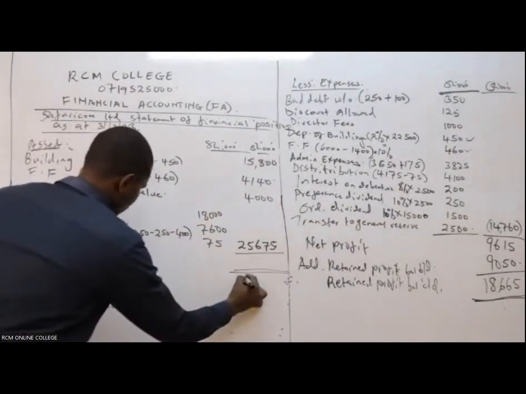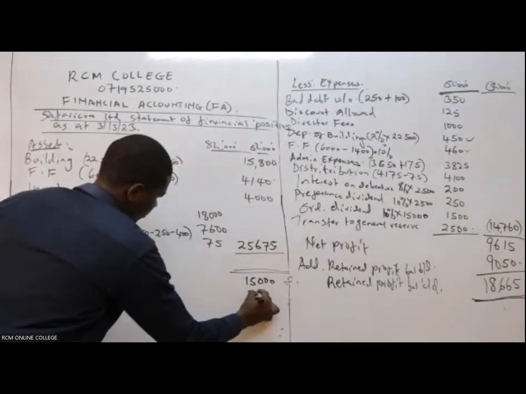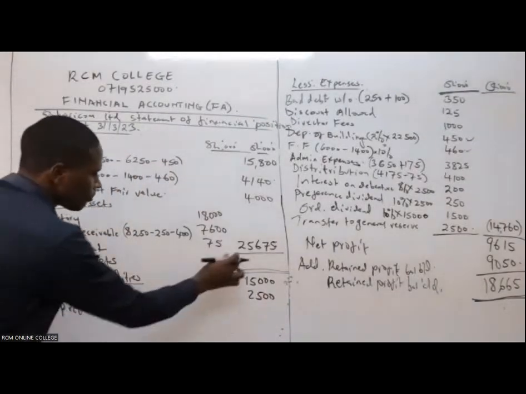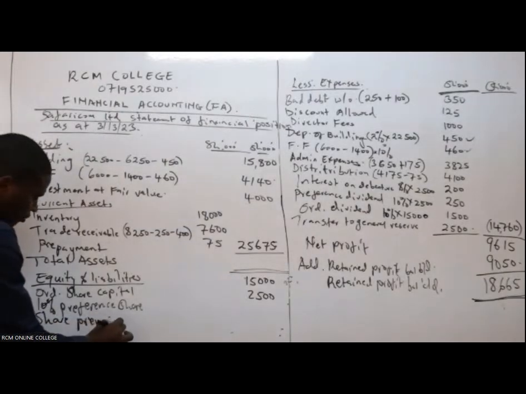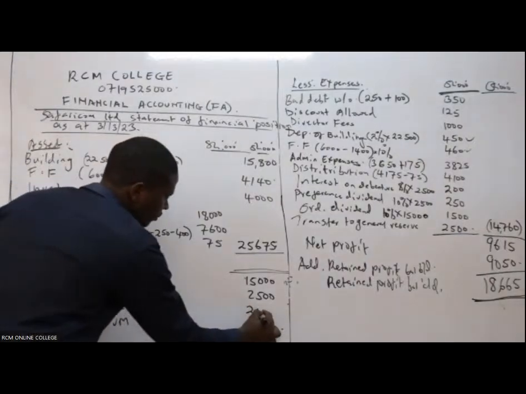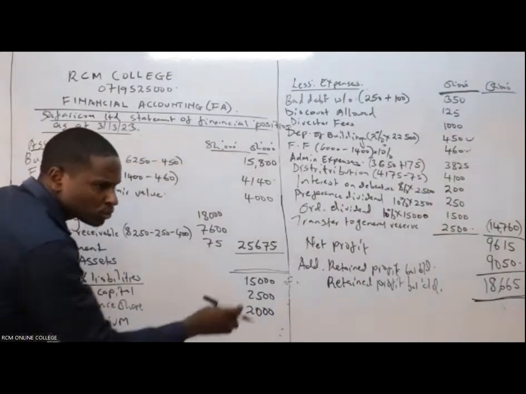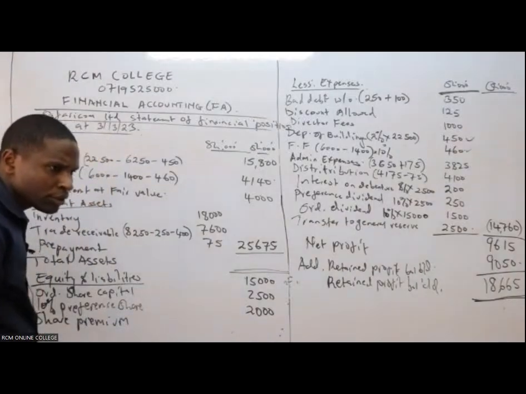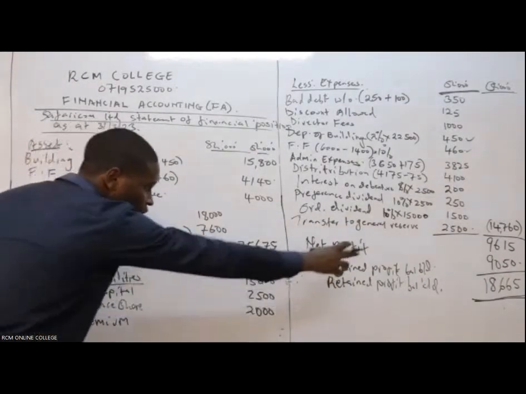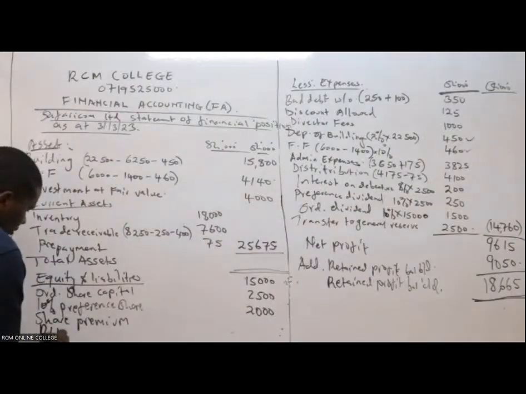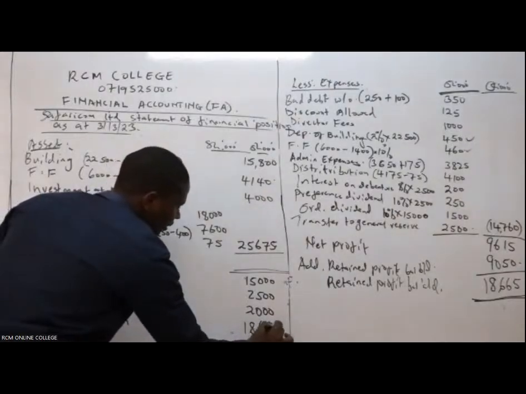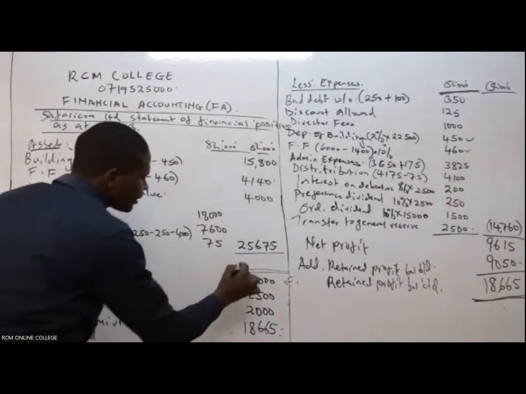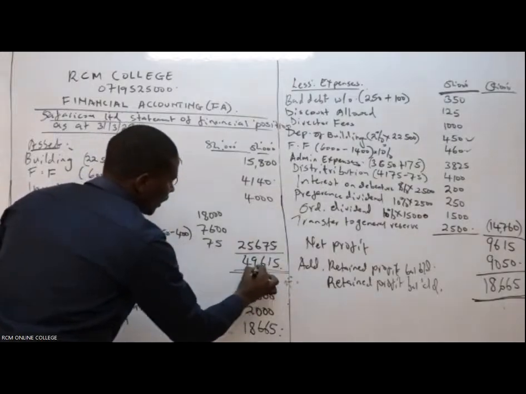The differential we were given here is 15,000, 2,500. Now let's finish the share premium we had been given. Share premium was 2,000. For the interest of time, 2,000. It's just above there. Then we had retained earnings, the one that is carried down, 18,665. So 49,615. We are almost there.